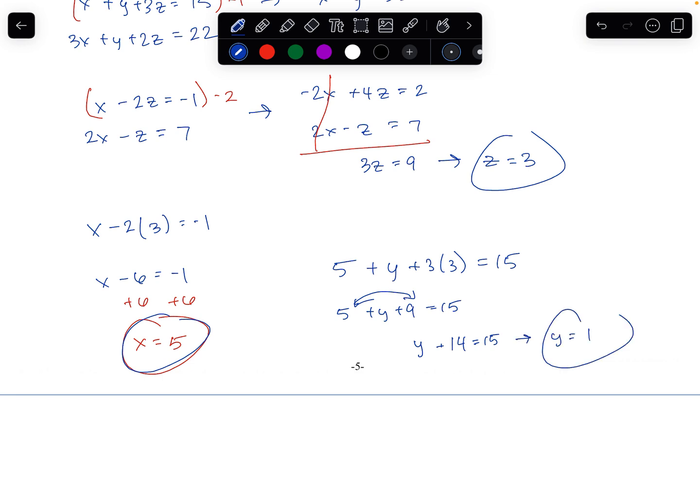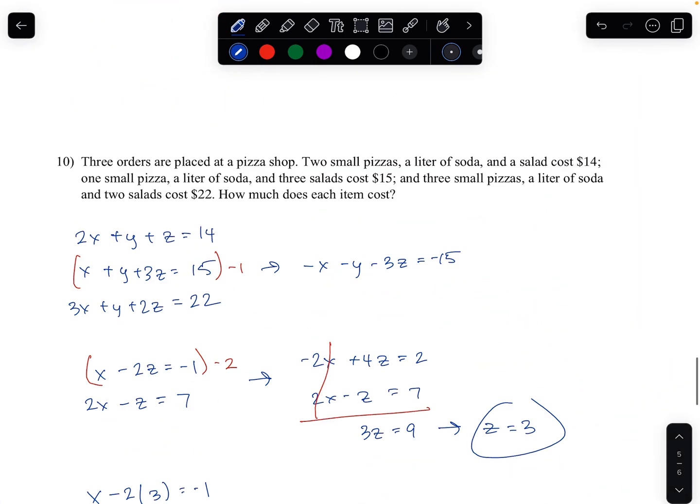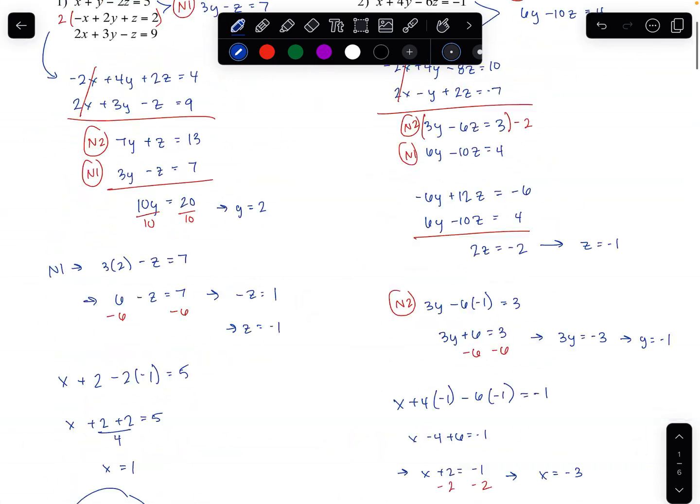There you go. I think I'm just going to leave it like that. And I think that's all for this homework.